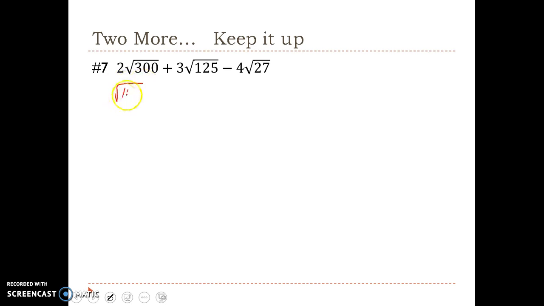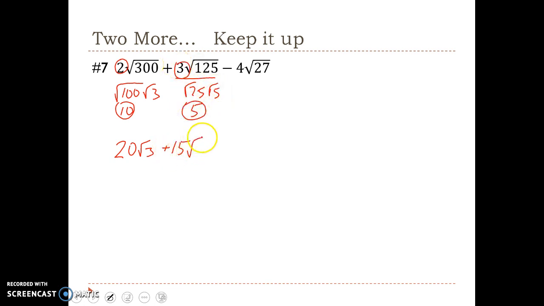Square root of 300 is 100 times 3. Square root of 100 we know is 10. So the 2 and the 10 is going to give me a total of 20 radical 3's. Then I'm going to simplify the next term. Square root of 125, well, that is 25 times 5. Square root of 25 is 5. So that 5 is on the outside with the 3, and that's going to give me 15 radical 5's.